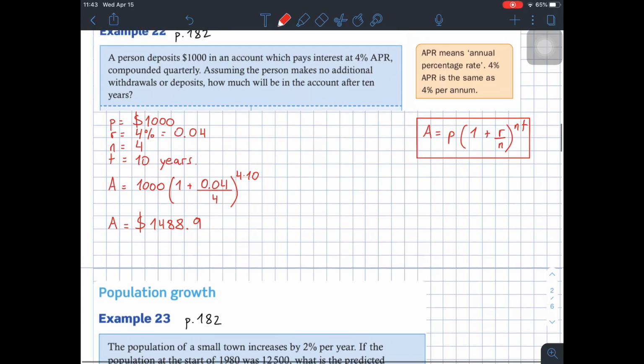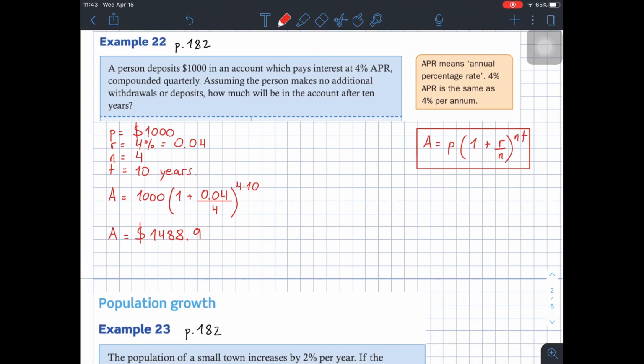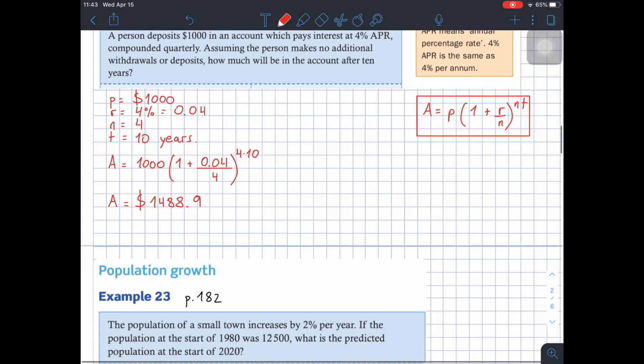Okay, so how much money did I make in these 10 years? If I had $1,000 and now I have this amount of money, the money I made, my earnings, would be the difference, right? Which would be $488.9, which is this result minus 1,000. Okay, but we're not asked to find that, so I'm only going to erase this. But just for you to think about that.